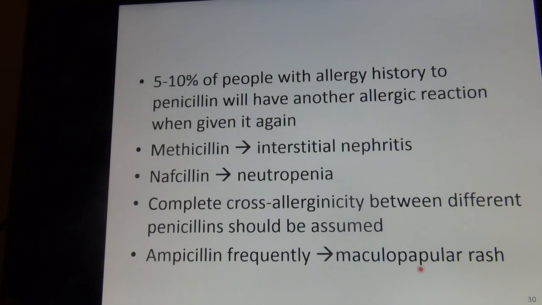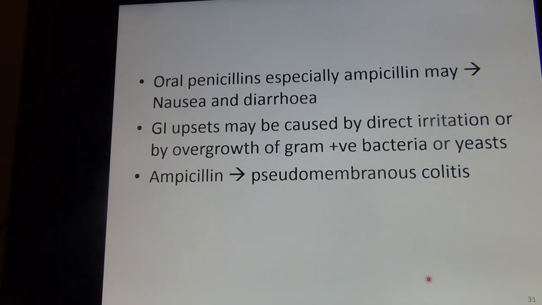And ampicillins frequently cause a maculopapular rash, but this is probably not due to an allergic reaction. Oral penicillins, especially ampicillin, may cause nausea and diarrhea, and GI upsets, gastrointestinal problems. Nausea and vomiting may be caused by direct irritation or by overgrowth of gram-positive bacteria or yeast. And ampicillin is known to be able to lead to formation of a pseudomembrane in the large intestine, known as pseudomembranous colitis.